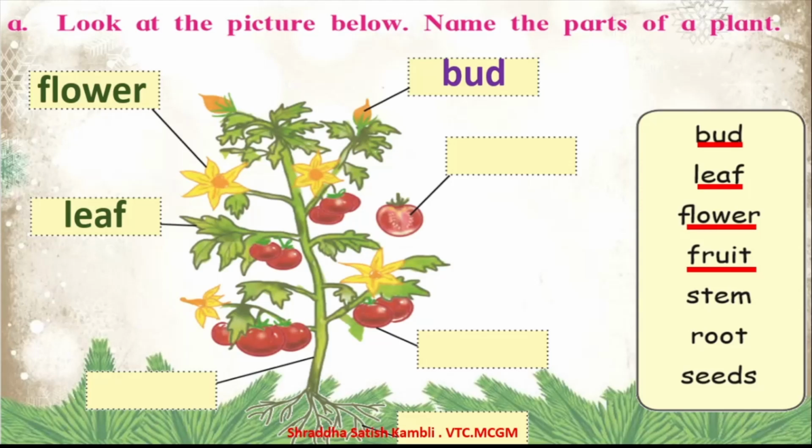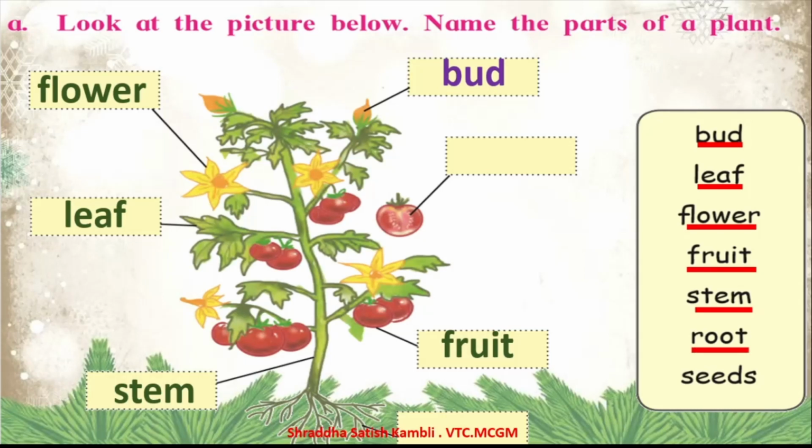Let us see which is a fruit here. Yes, this is a fruit. Fruit means phal. Fruit. The next part of our plant is the stem. S-T-E-M. Stem. So where is the stem in this plant? Here it is. Stem. S-T-E-M. Stem. And then you have the root.